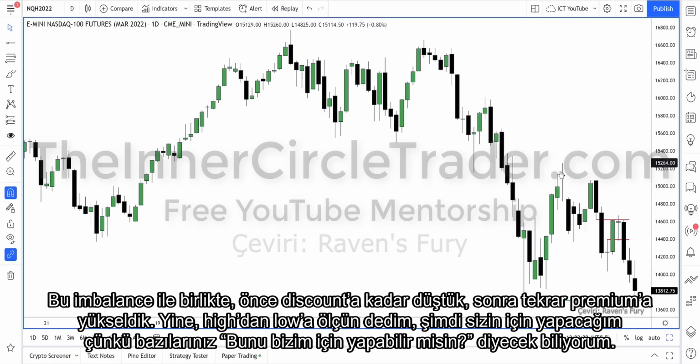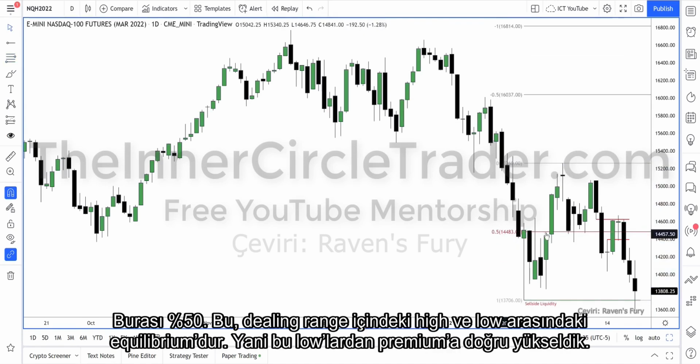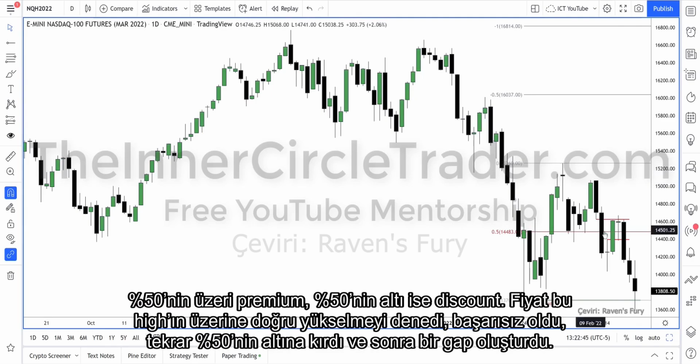Again, measure the high to the low, and I'll do that for you now because I know some of you are like, can you just do it for me? All right, so here's 50% of equilibrium inside this dealing range high and low. So we traded from these lows up into a premium above 50%. Below 50% is a discount.